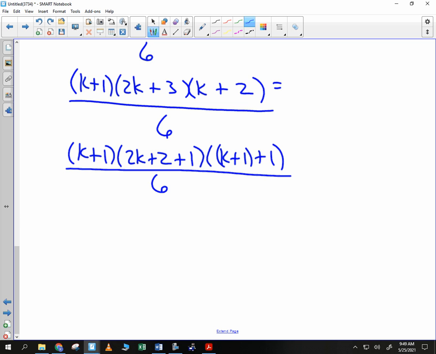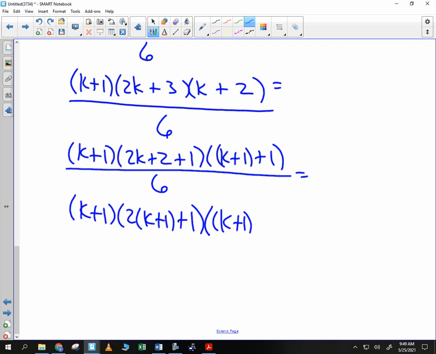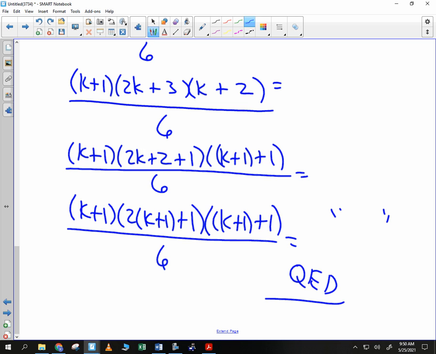And then what do I have to factor out in order to make this look identical? The 2 out of that. So k plus 1 times 2 times k plus 1 plus 1 times k plus 1 plus 1 over 6. And that equals what we had above. That's a nice proof right there.